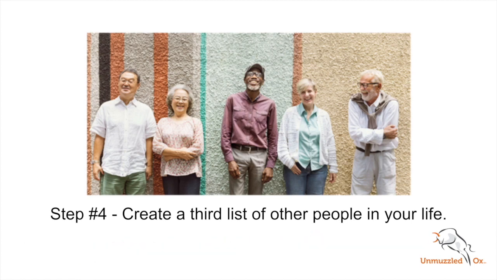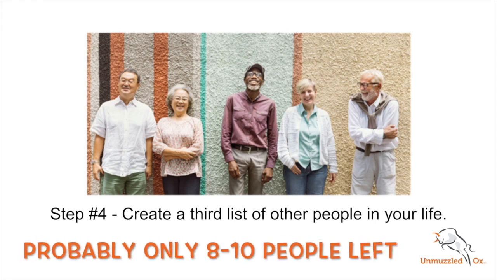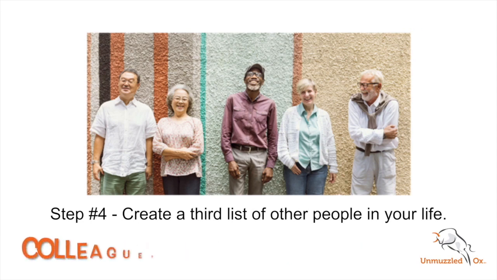Now, probably at this point, maybe there's only 8 or 10 more people left in your life. But just think through: is there a colleague? Is there a boss? Is there just a waiter or a waitress at a restaurant that you go to? There may be 8 or 10 people like this in your life. So put these people under your wedding list, under your Facebook list, and add them to your CRM as well.